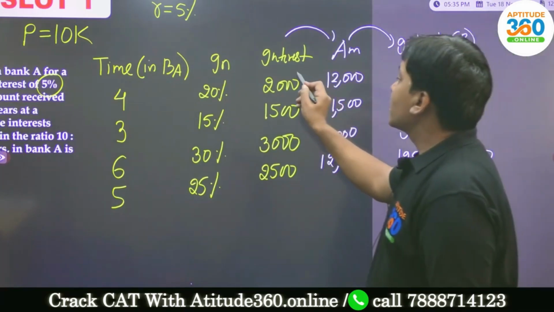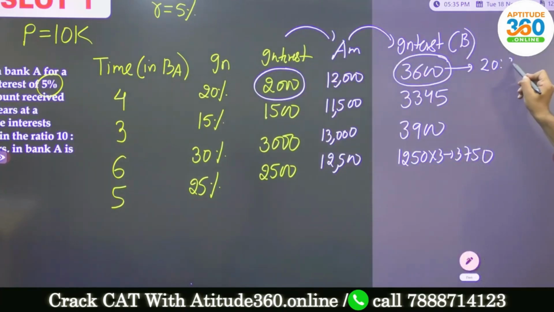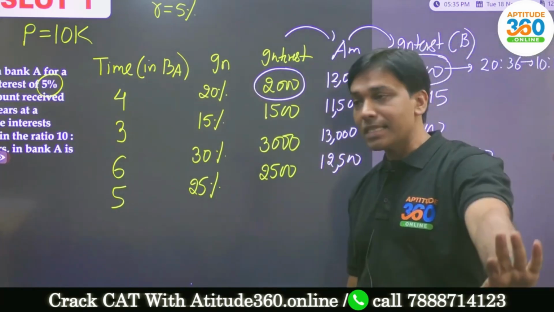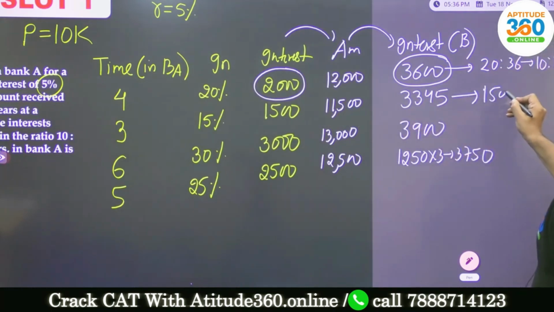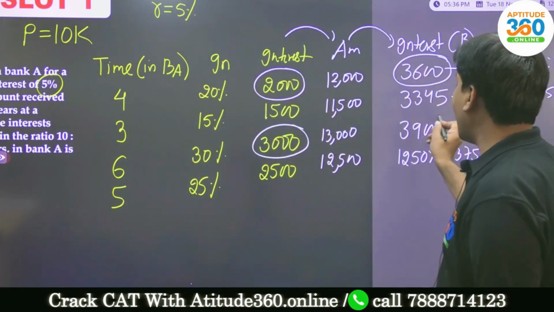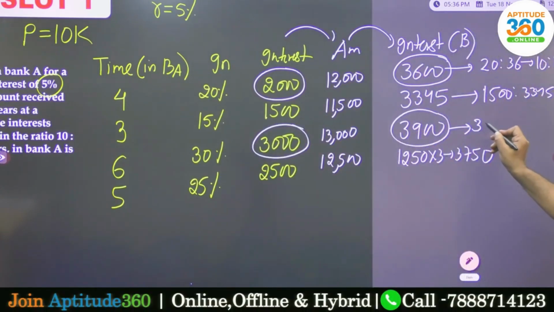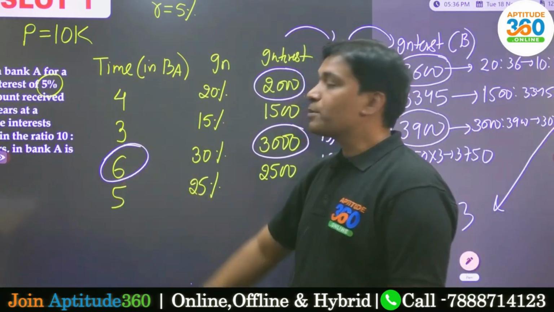This is the interest over here and this is the interest over here. So this is 20:36. That ratio is 10:18. It is not 10:18. So that option number A is gone. Have a look at option number B. It is 1500 into 3345. You have an idea that it cannot be 10:13. Have a look at this. 3000 and 3900. If you simplify, this is 30:39, or it is coming out as 10:13. So which is the right answer? Option number C is the right answer.